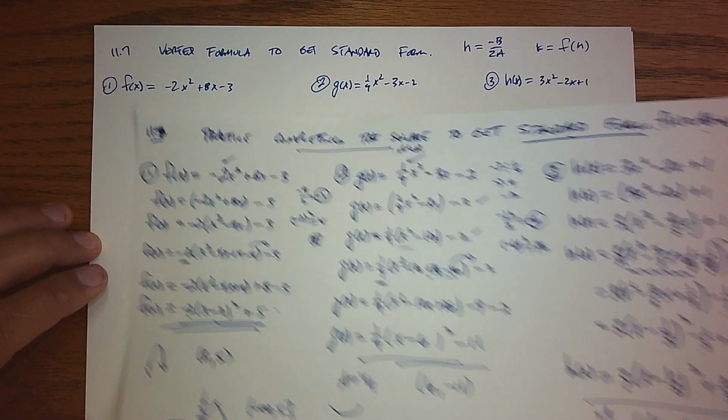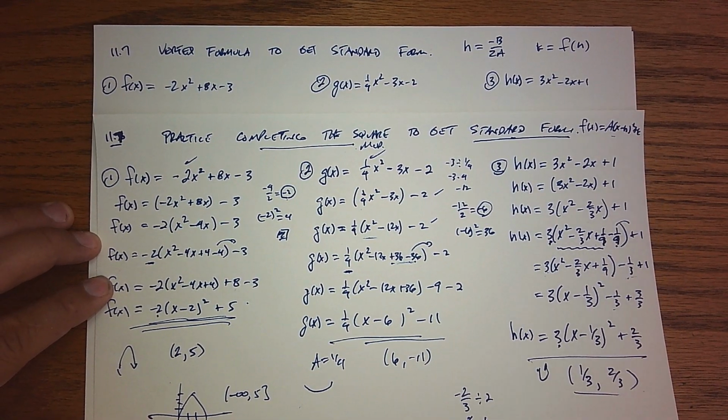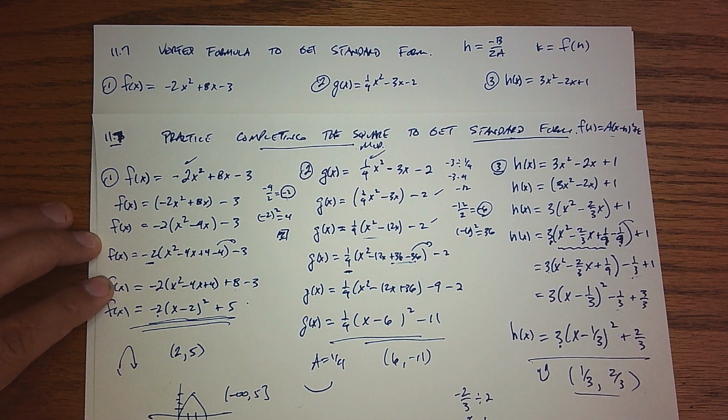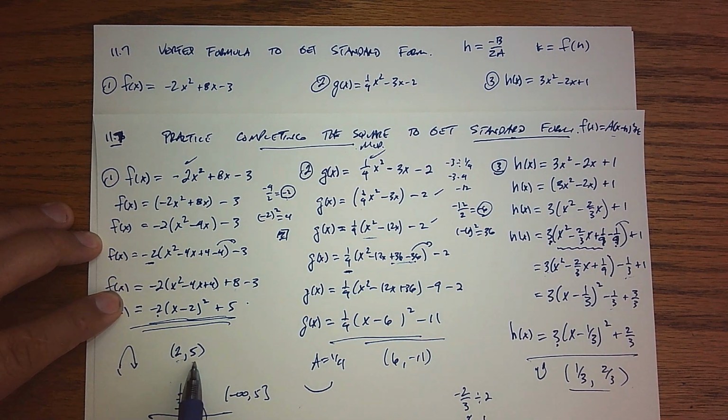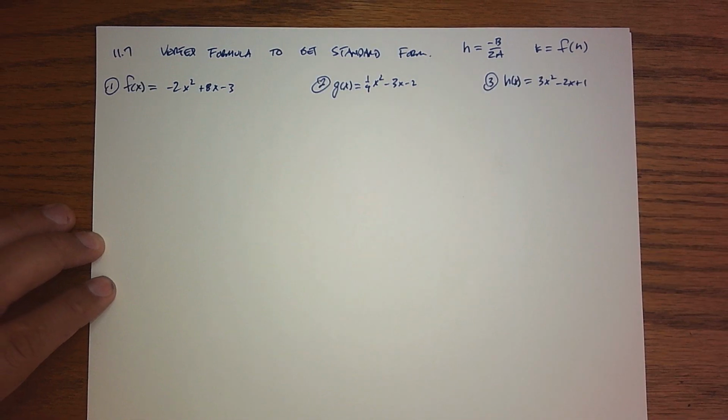We're going to find the vertex and put it in standard form by following our vertex formula. And just as a comparison, we've already done these three. They're the same three quadratics that we did with the modified completing the square, so we're going to be doing the same thing. So we're expecting 2, 5 as our vertex, 6, negative 11 as our vertex, and 1/3, 2/3 as our vertex. So let's see if we get what we're supposed to get.